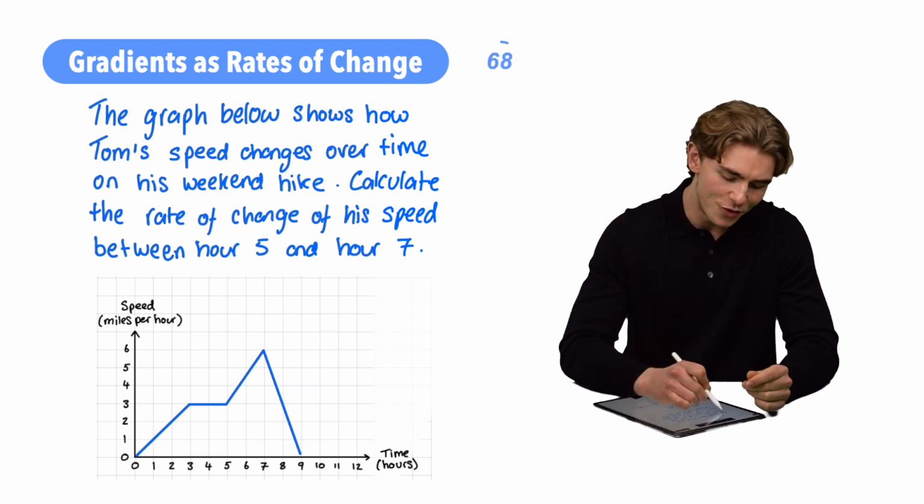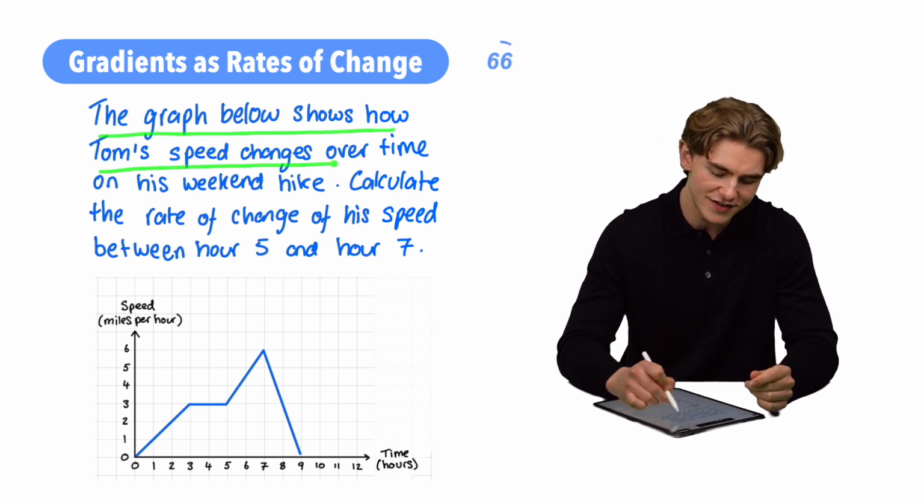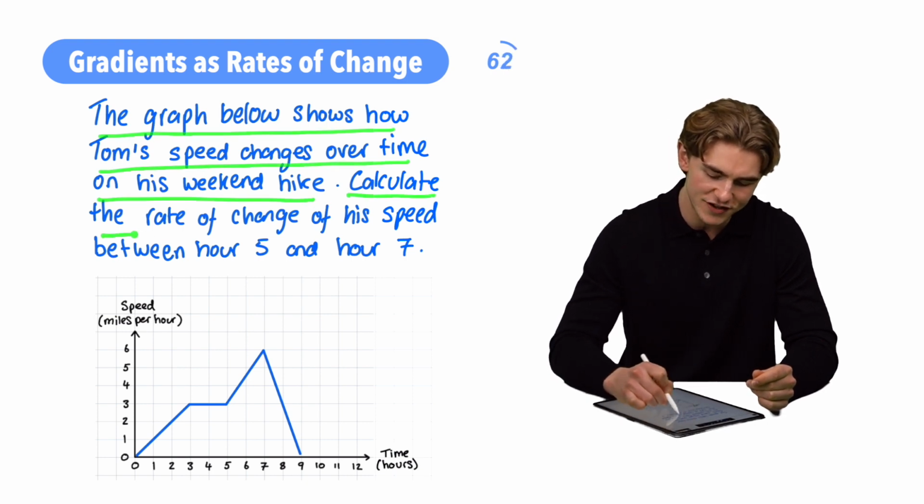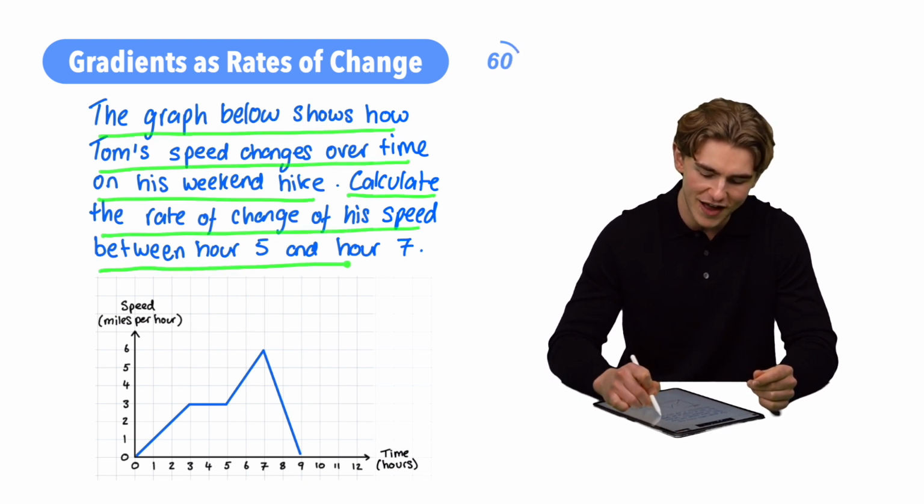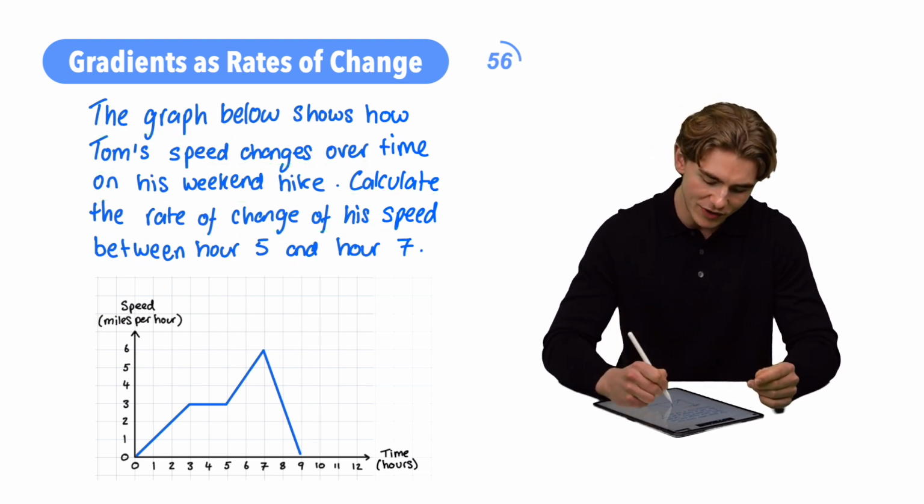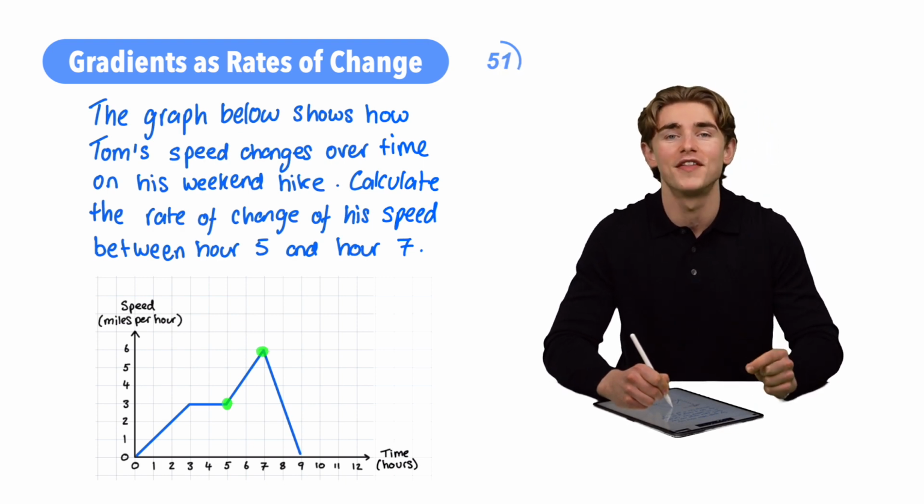The question says that the graph below shows how Tom's speed changes over time on his weekend hike. It then asks us to calculate the rate of change of his speed between hour 5 and hour 7. Guys, what are we going to do? We're going to find the gradient of the line between hour 5, which is here, and hour 7, which is here. Guys, we know how to find the gradient of a line.